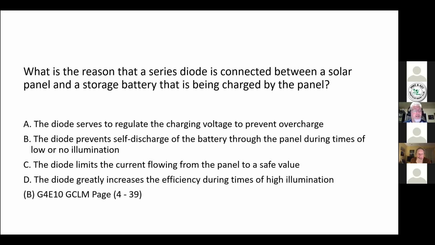Bravo is correct. You don't want to backfeed and deplete your battery by pushing it back into the solar panel.